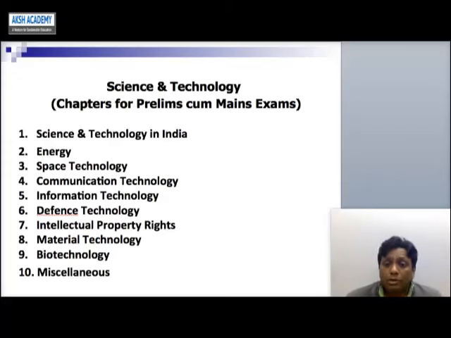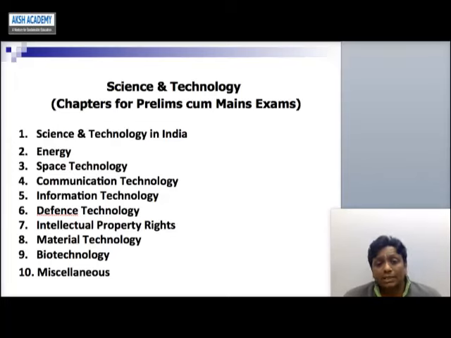See, even a defense-based question came in your prelims examination in 2014. Which statements are correct about Agni 4? First statement, surface to surface missile. Second statement, both stages have a liquid propellant. And third, the range was 7,500 kilometers. These were the questions which came in 2014. Even though defense is not mentioned in the science and technology syllabus, guys, you follow defense. The 2014 question paper is my proof.